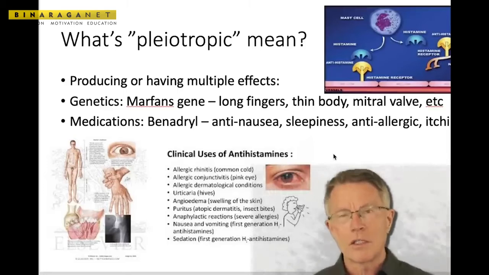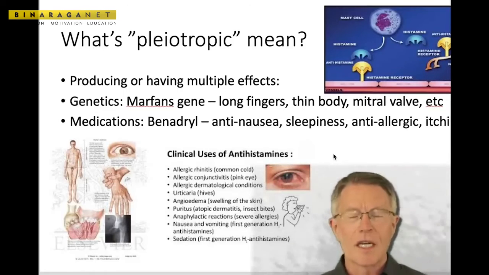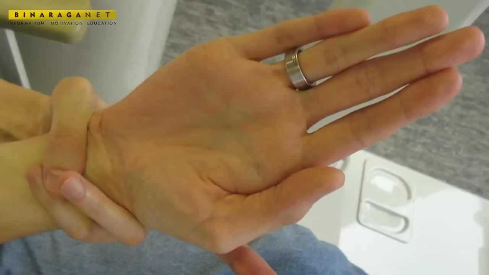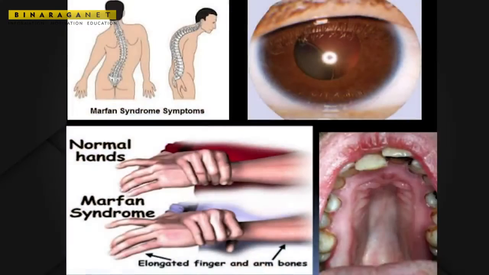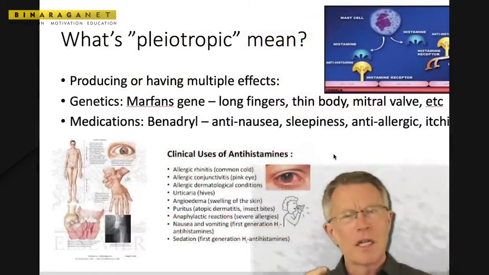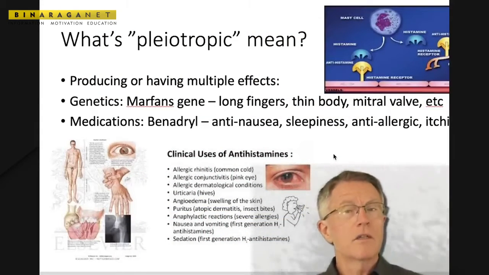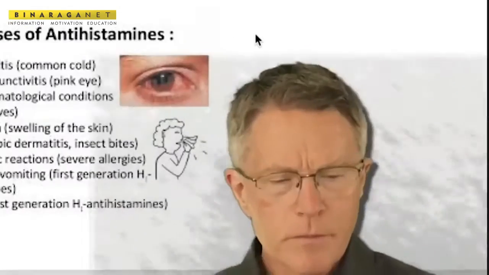One of the key places that we see this in medicine is in genetics. We have pleiotropic genes. For example, the Marfan's gene. It creates long fingers, a thin body, misshapen chest, mitral valve problems, joint problems, eye problems, a lot of things that may seem to be unrelated until you start going deeper.